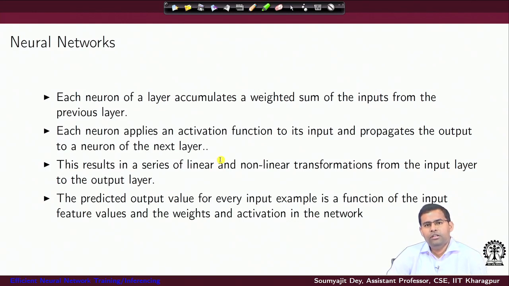Why is this necessary? Because as we discussed earlier, in real life you have many complex functions which are not linearly separable. So, the way you would like to approximate them is through a combination of linear maps followed by nonlinear transformations and again linear maps like that, right.